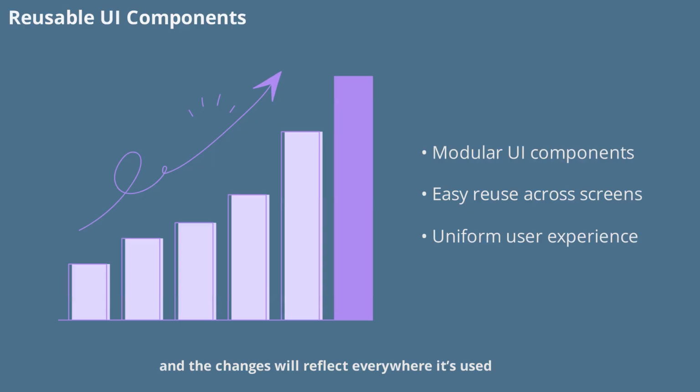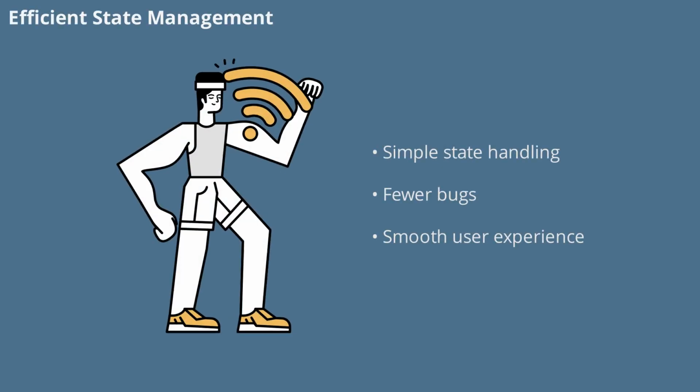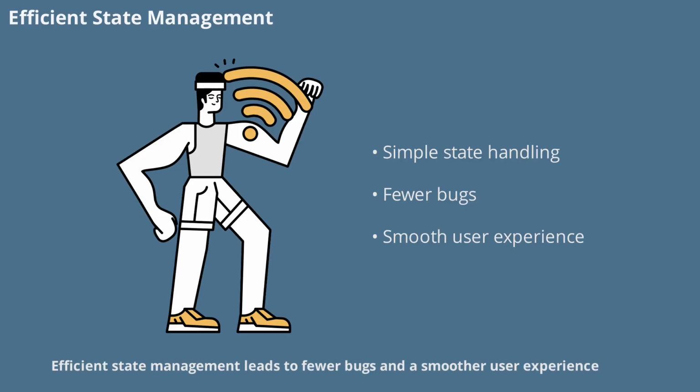Managing UI state can be complex, but Jetpack Compose simplifies this with its Remember and State APIs. These tools make it easy to handle dynamic changes in your app, ensuring that your UI always reflects the latest data. Efficient state management leads to fewer bugs and a smoother user experience, which is crucial for cross-platform development.